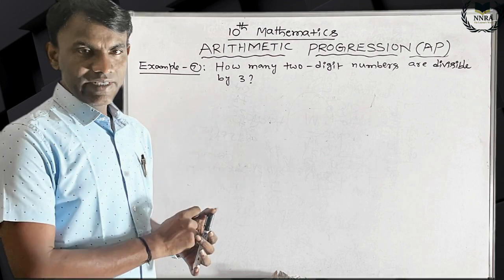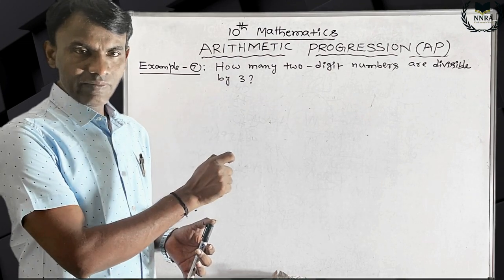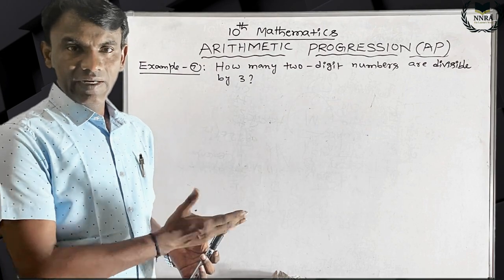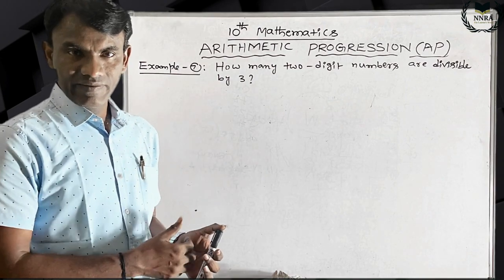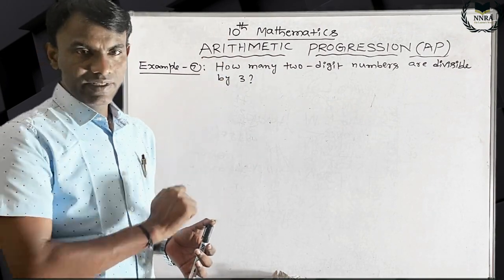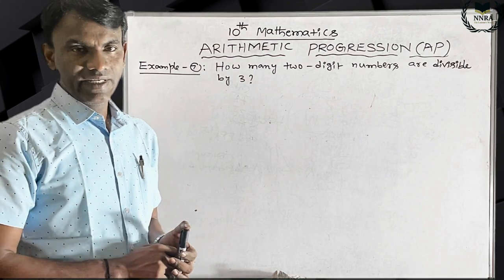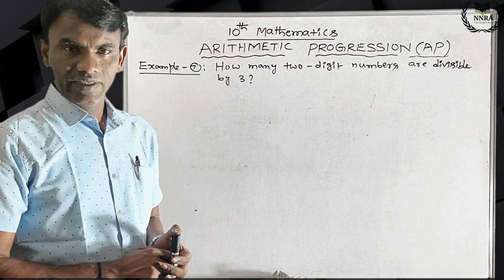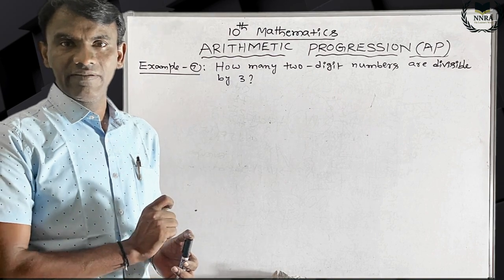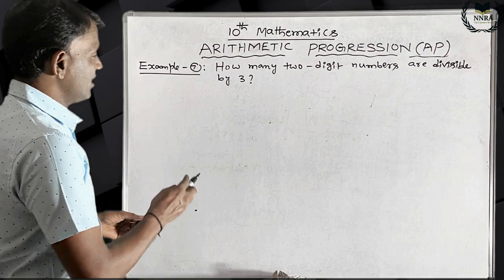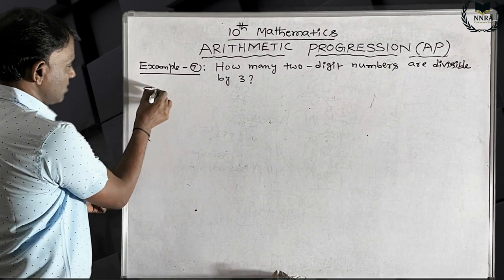So first we write the two-digit numbers which are divisible by 3. First we write those numbers. After that we'll take the first term and common difference. Then we'll take the last term. The last term is denoted by an. And what is the formula for an? a plus n minus 1 into d. By using that formula, we just find the value of n. Okay, that is the meaning of this question. Clear? Now coming to the solution.